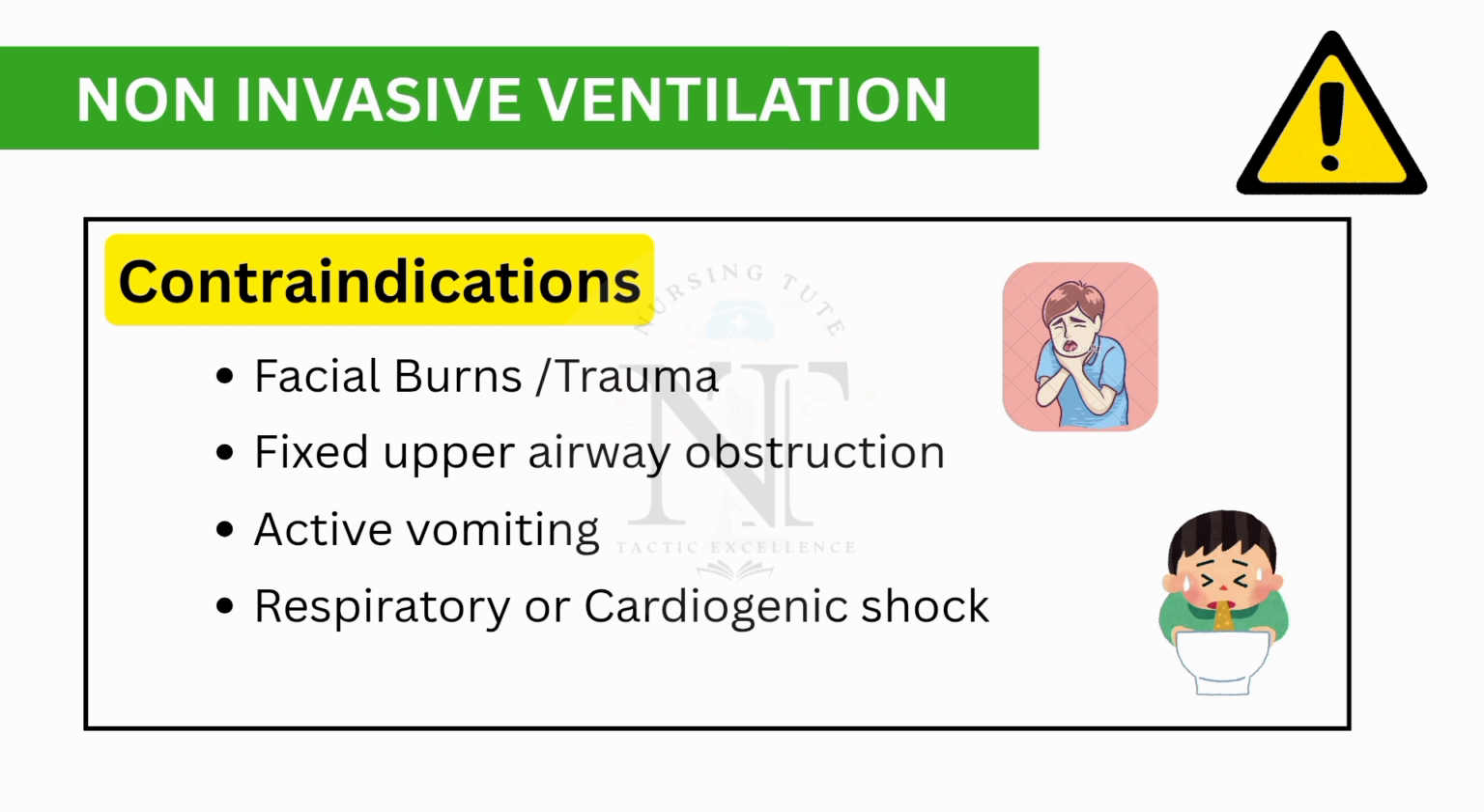And the second one is fixed upper airway obstruction. This NIV mask will give oxygen through the nose, upper airway and lower airway. If the patient has upper airway obstruction, we can't achieve that much oxygenation. In this case, we can go with intubation instead of NIV.